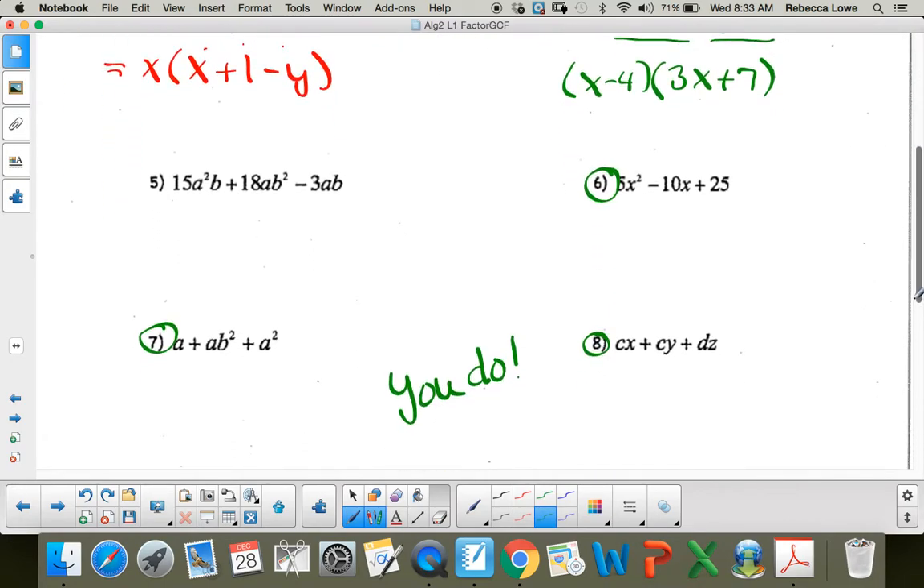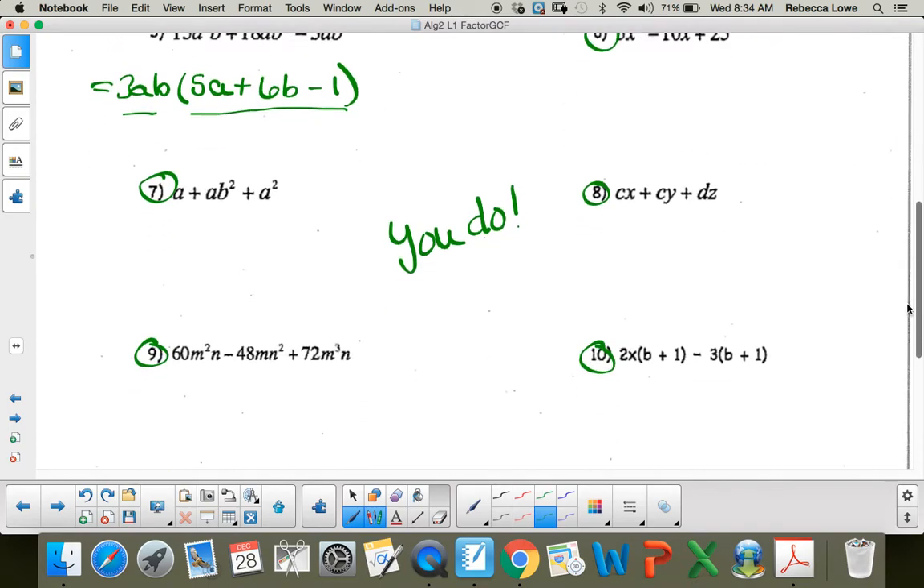Number 5, the greatest common factor of these 3 terms is 3ab. That's the largest number and number of expressions that I can pull out. So I'd be left with 5a plus 6b minus 1. A lot of people will forget that minus 1. Remember, you have the greatest common factor and then what's left over. This is a factor and this is a factor. If you multiplied those back in, you go right back to expanded form.